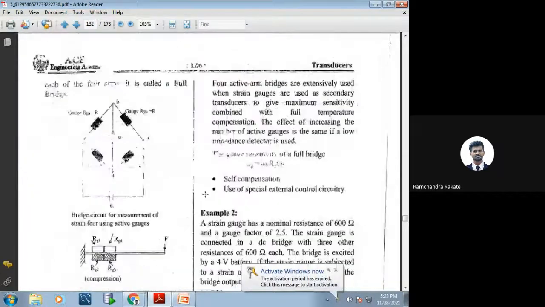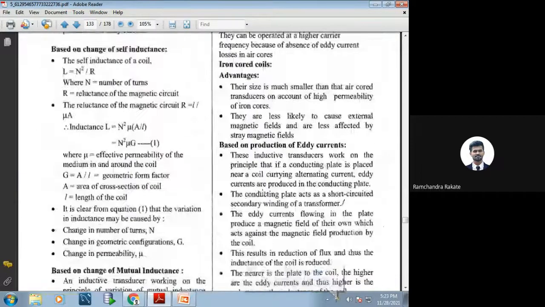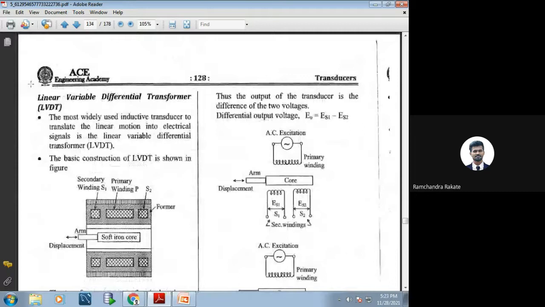Next, let me check the next example. Yes, LVDT. We have looked at LVDT, the last transducer that we left, linear variable differential transducer, correct? It is the most widely used inductive transducer. The basic construction of LVDT is a soft iron core placed at one place, and we utilize it for the combination, and at the end we get the output we need to observe.